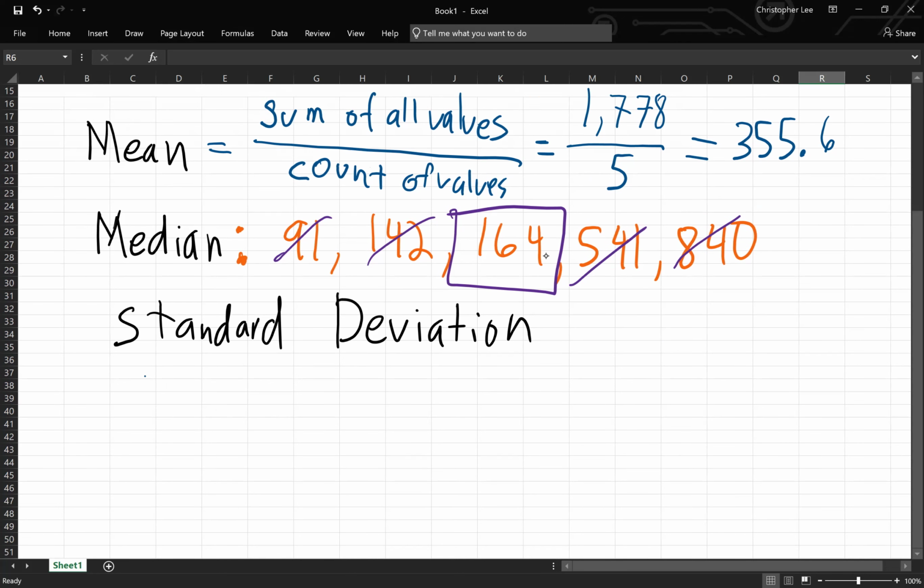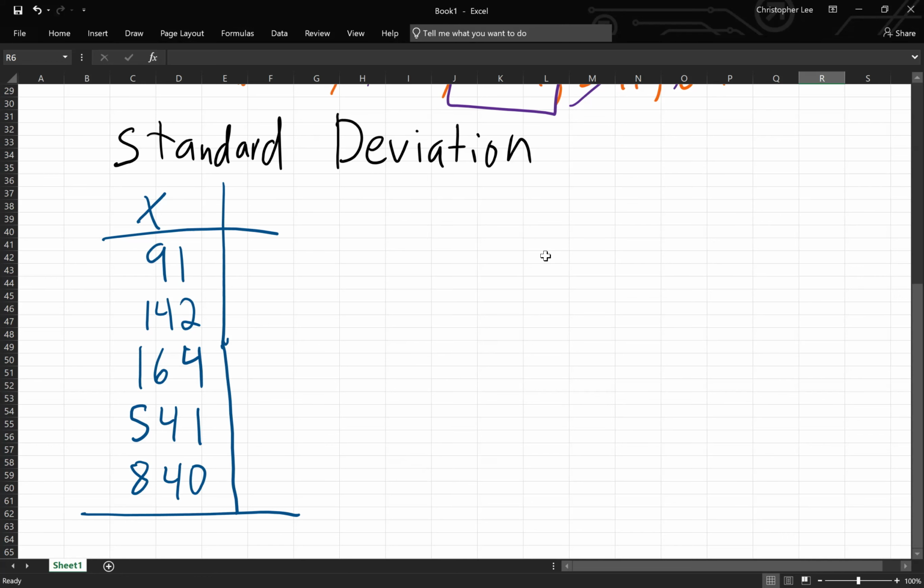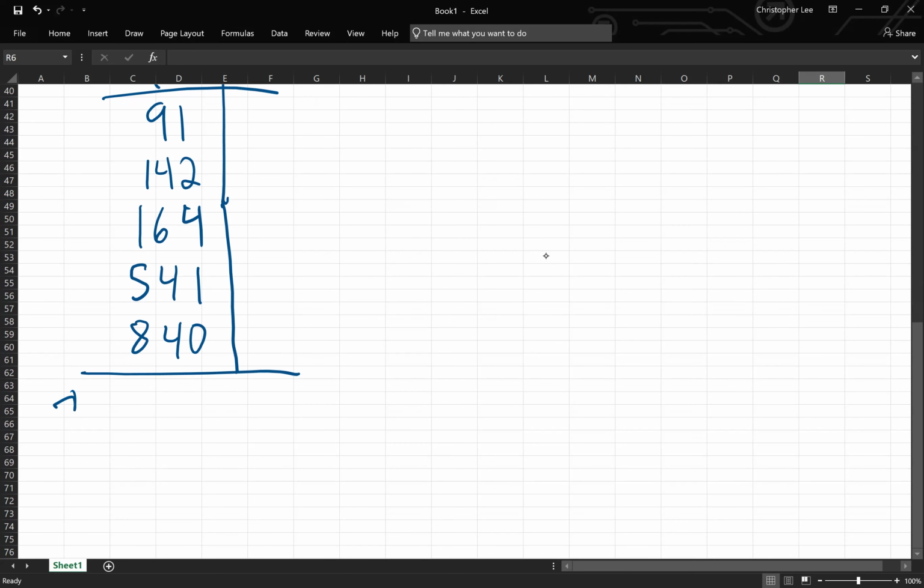For x, what are my values again? 91, 142, 164, 549, 541, 840. Good. And that total is going to be 1,778. Awesome. And then for your squares.